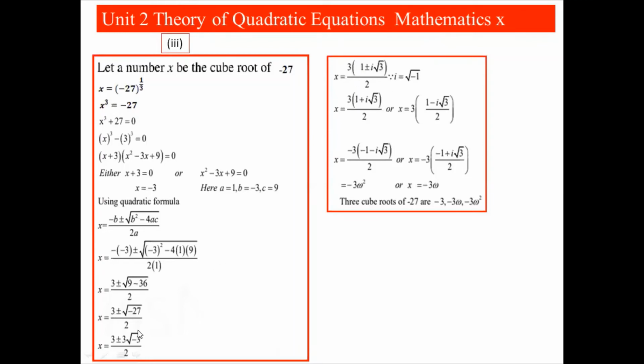So 3 we can take common, and now we have (1 plus minus square root of 3 iota) whole divided by 2. So one term we take positive and the second term with the negative sign. So this whole is the value of x. Now we want to write this in terms of cube roots of unity, so these values must have a negative sign. So we take a negative outside the bracket and one negative inside the bracket, so that we balance.